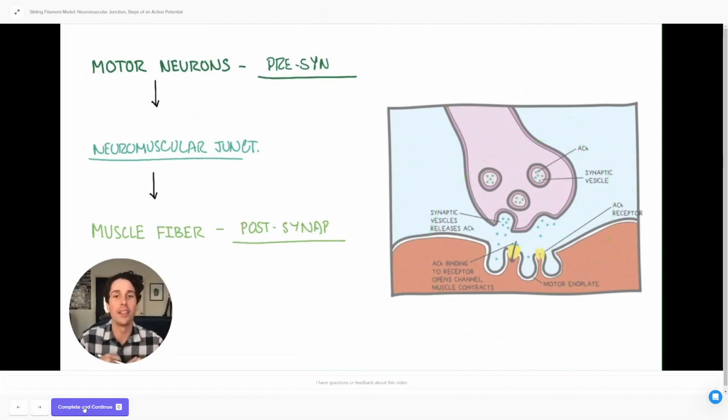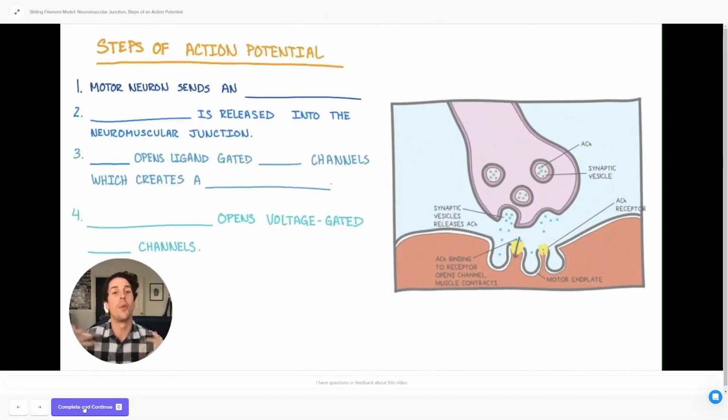So let's go ahead and talk a little bit more about that. So what are the steps of an action potential then? As we can see, the motor neuron is going to be the first portion because that's the presynaptic portion. And so the motor neuron is going to send an action potential to the neuromuscular junction. So here it is. Let's go ahead and write that in. So it's going to send an action potential.